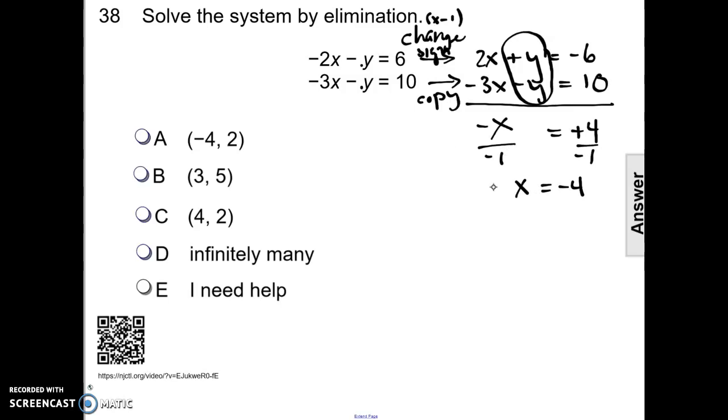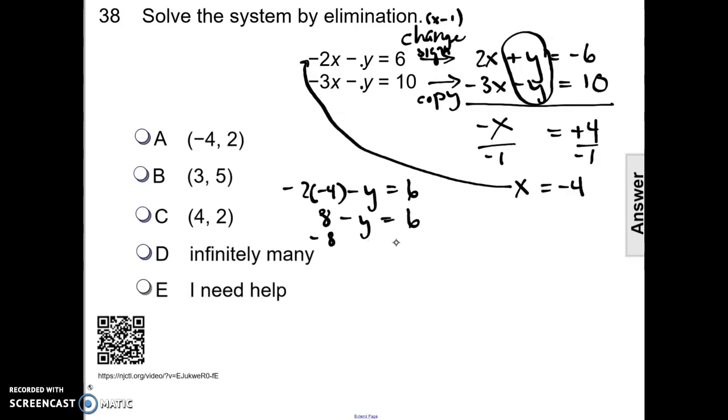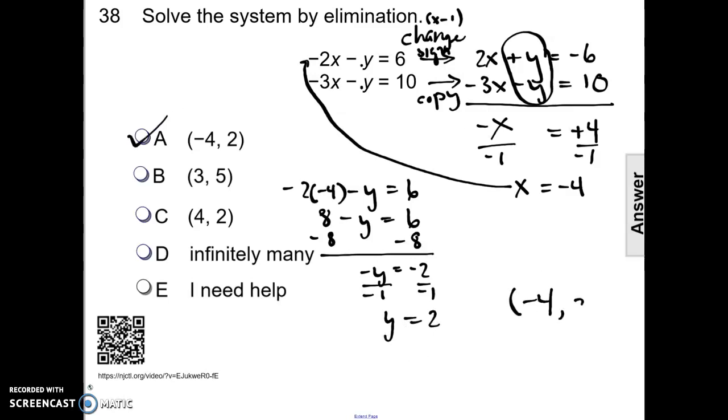I'm not done. I have to go back and plug it in to one of these equations. So negative 2 times negative 4 minus y equals 6. 8 minus y equals 6. I will subtract 8 from both sides. There are a lot of negative signs in this problem. Again, I'm going to divide by negative 1, and y equals 2. So my answer would be negative 4, 2. To double check, I could plug it back in. I would get 8 minus 2 equals 6, or I would get 12 minus 2 equals 10. Both are good statements.